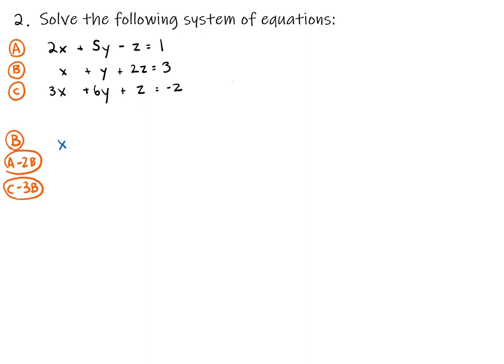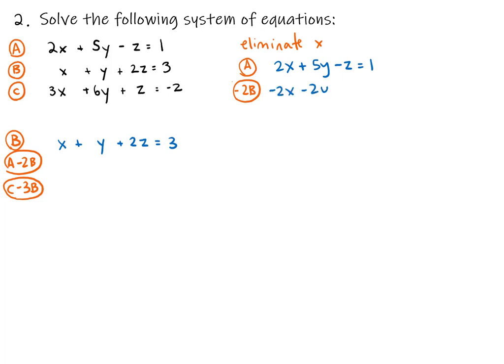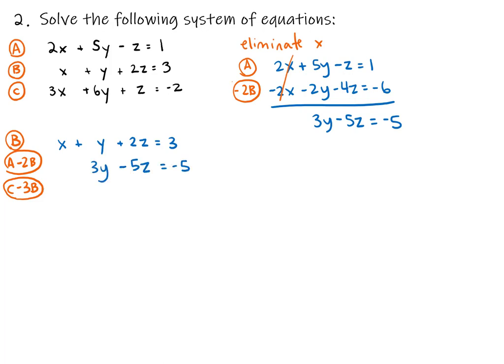Equation B is x plus y plus 2z is equal to 3. Showing our work on the right, we'll write down A and negative 2b. That'll cancel out our x's, and I'll get 3y minus 5z is equal to negative 5. Let's write that down as our second equation. 3y minus 5z is equal to negative 5.